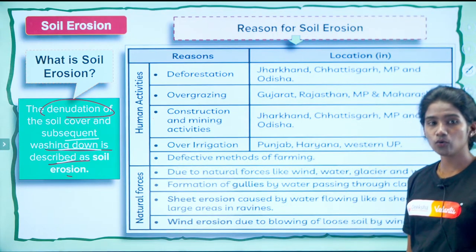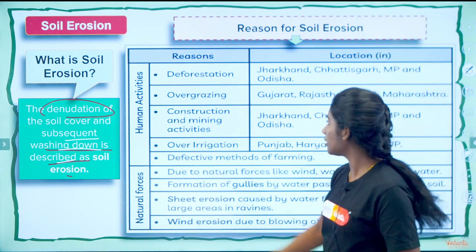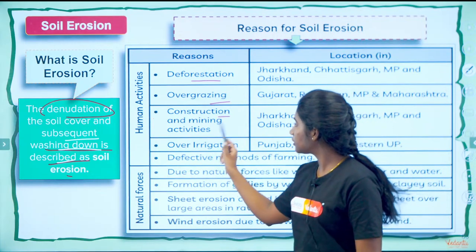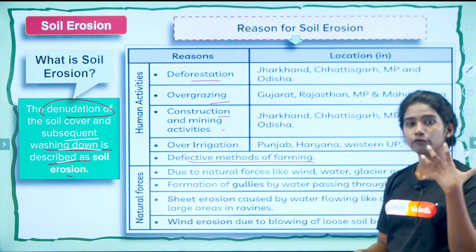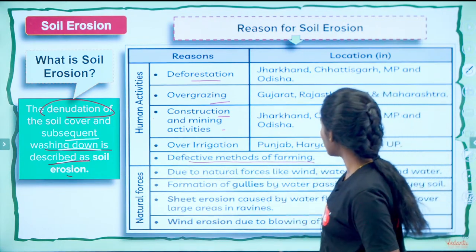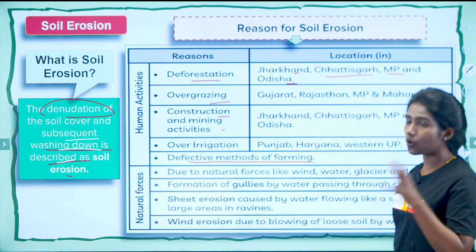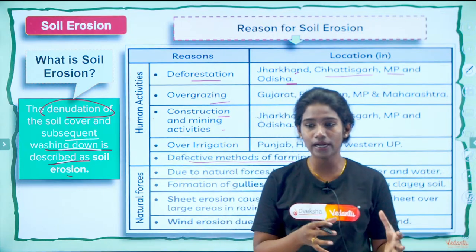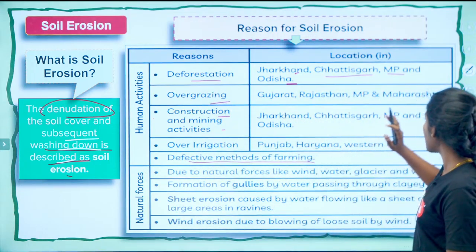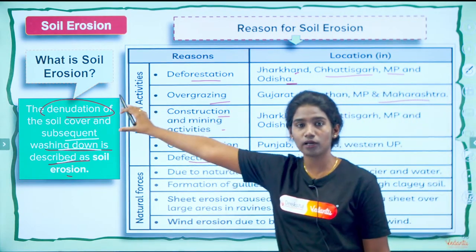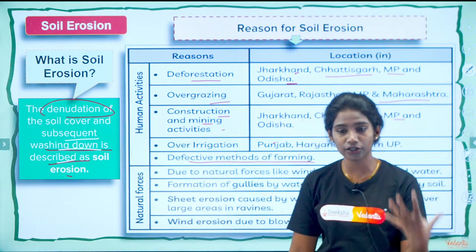So what are the reasons? There are two causes. One is human activity and the other one is natural forces. How is human activity causing soil erosion? Like I told you, deforestation, overgrazing, construction and mining activities, and also over irrigation. Also defective methods of farming, using too many fertilizers, pesticides and all that. I have already told you, in states like Jharkhand, Chhattisgarh, MP and Odisha the land is getting degraded, and soil erosion is occurring mostly because of deforestation. Whereas in states like Gujarat, Rajasthan, MP and Maharashtra, soil erosion is taking place because of overgrazing.